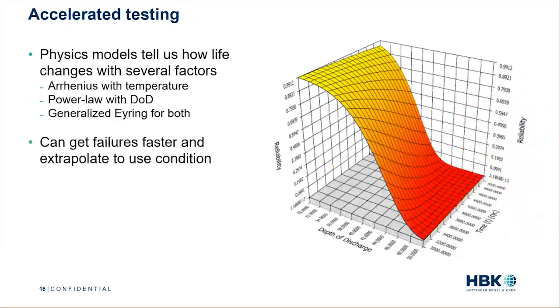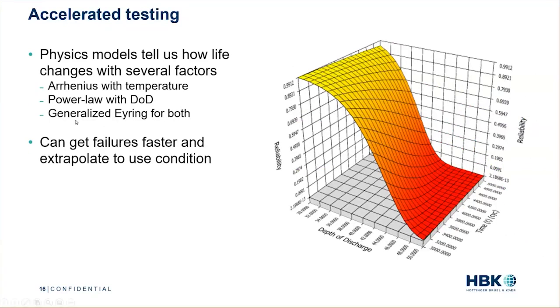Another tool we can use, and one that you might be a little bit more familiar with in the battery space, is accelerated testing, where we take advantage of those physics models. So like I said, that type of research that people are doing is really useful for us because they are characterizing how battery life changes with some of those stressors. So let's say you've got temperature or depth of discharge, and you're interested in varying those in a controlled way to understand, in a shorter period of time, what the reliability behavior is like at the use condition.